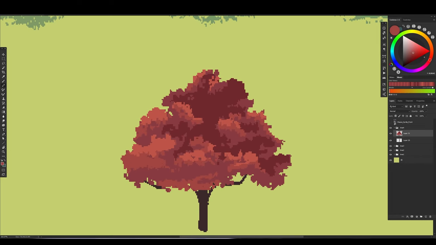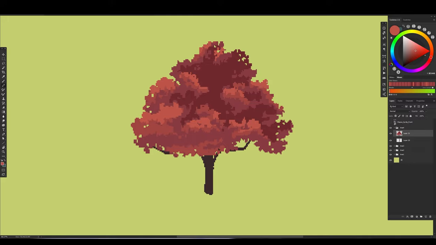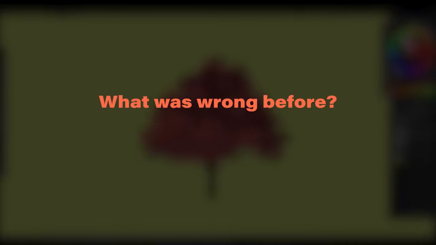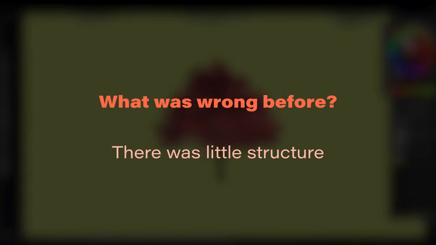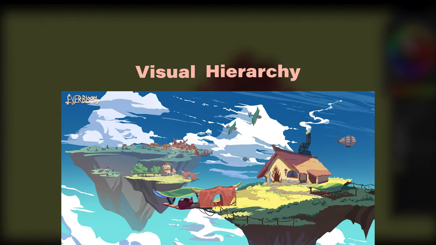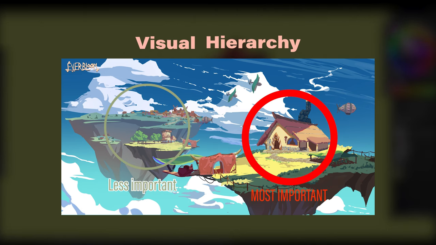So, now that all the visual bugs are fixed, we can finally start working towards redoing some of the art assets. You may be asking, what was wrong with the art style before? To put it extremely simply, there was little structure to the level's design. In art, there's something called a visual hierarchy. Basically, what is the most to least important thing on the image. This rule guides the eye and helps the viewer enjoy a more cohesive drawing.